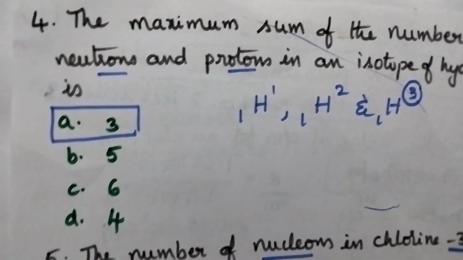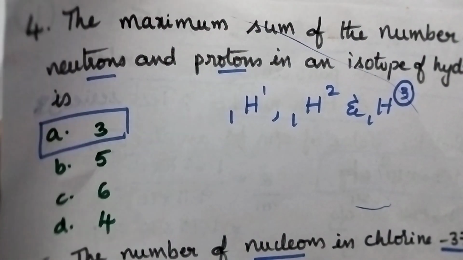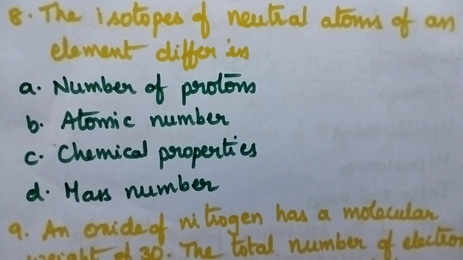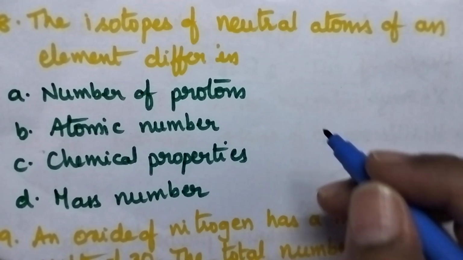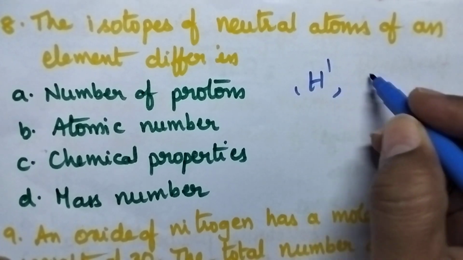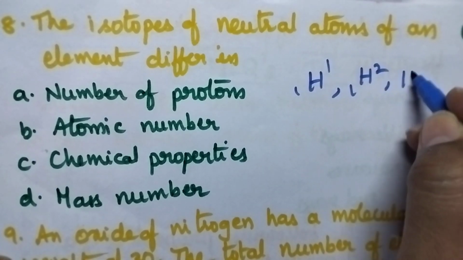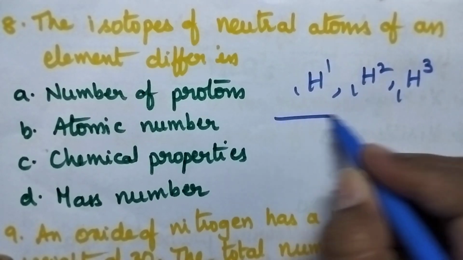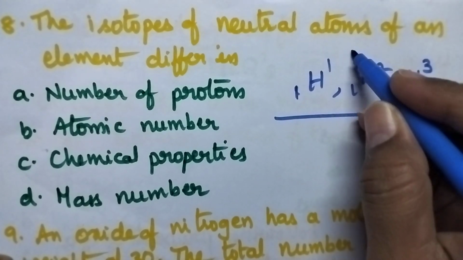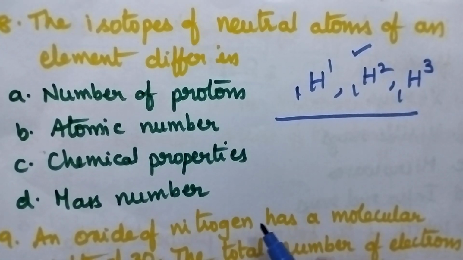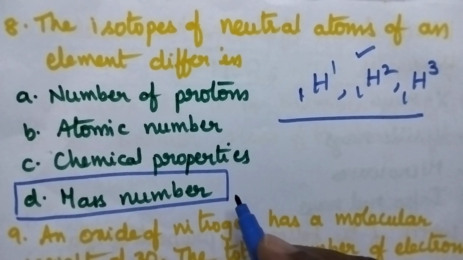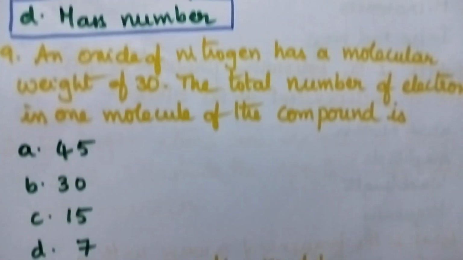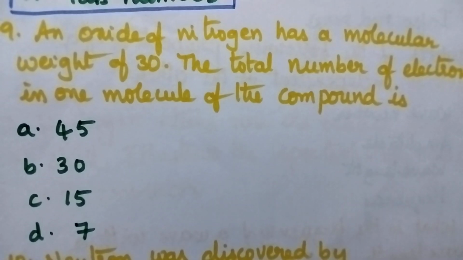Let us move on to the 8th question. The isotopes of a neutral atom of an element differ in. So H11, H12 and H13 are the isotopes. Here they have the same atomic number but differ in the mass number. So option D is the right answer. Isotopes differ with respect to the mass number. Moving to the 9th question.